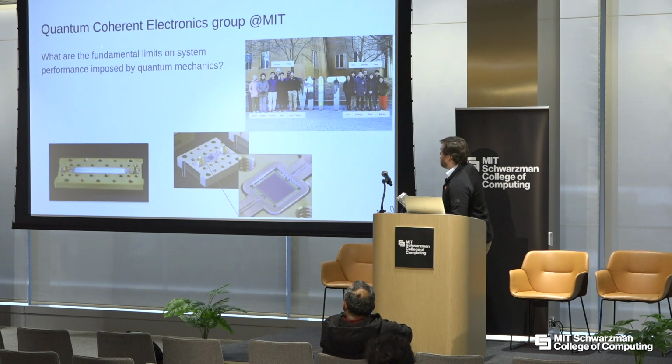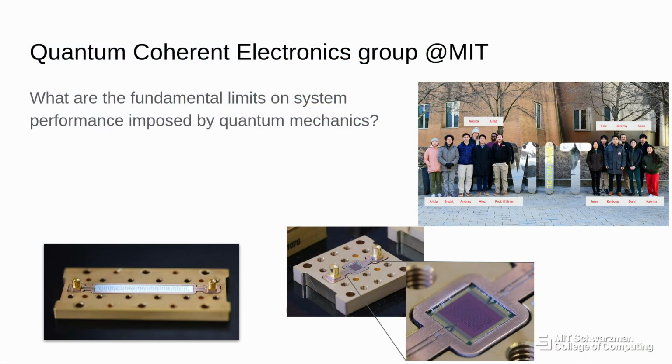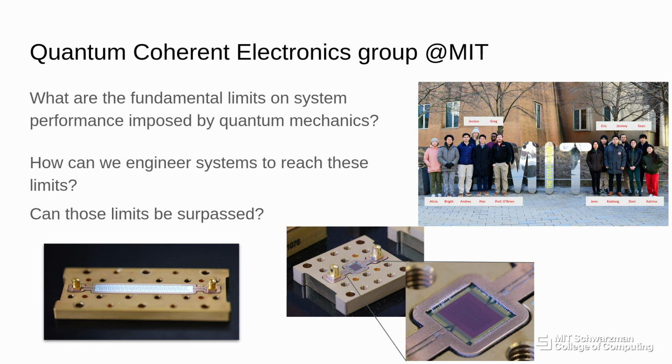So I'm going to talk about some of the research in my group and how that interfaces with superconducting quantum computing. And some of the questions that we're really interested in is, what are the fundamental limits on system performance imposed by quantum mechanics? How can we engineer systems to reach these limits? And can these limits be surpassed? Are we missing some tricks in quantum mechanics that allow us to do better than that?